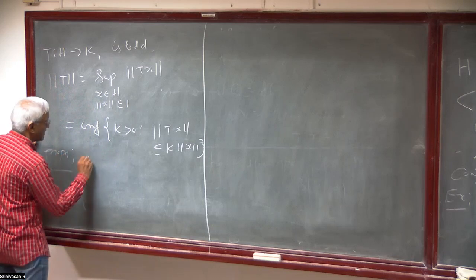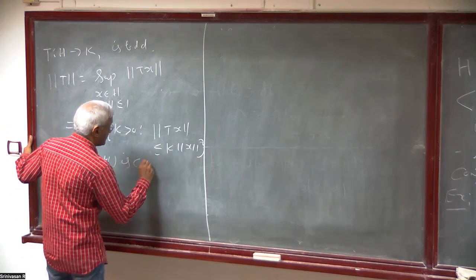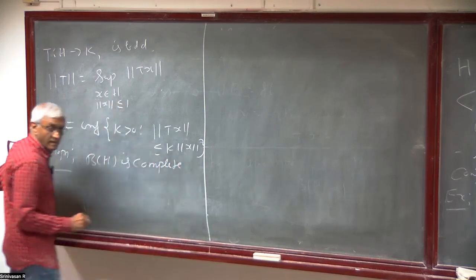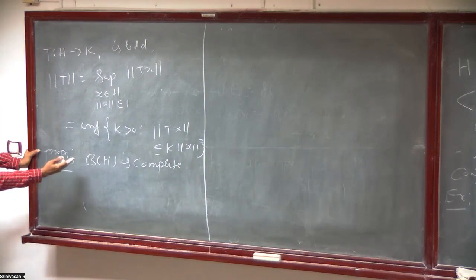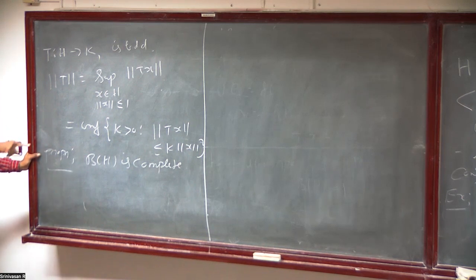With respect to this norm, now B of X is a normed space. A Cauchy sequence in B of X, if it is Cauchy in this norm, then it converges pointwise. You can define the limit operator. That operator will be bounded, and the sequence of T_n will converge to that operator in this norm. That is what we have from this. So this is complete. This is also a Banach space.